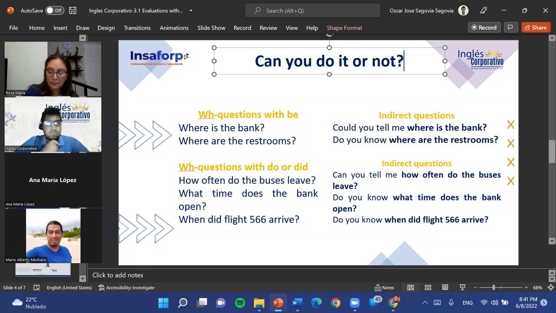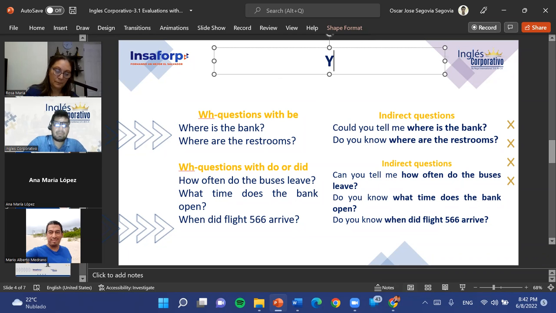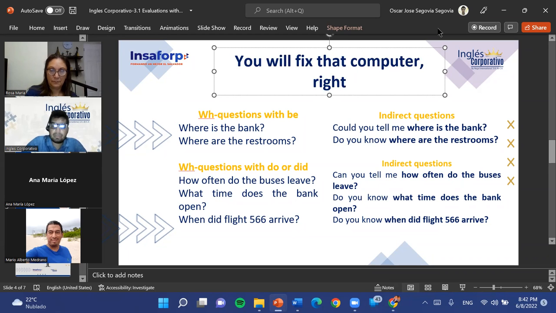Ahora, otra de las formas en las cuales pueden hacerlo sería, por ejemplo, cuando colocan primero el sujeto. Y pues estamos hablando directamente con otra persona, entonces sería, digamos, el mismo ejemplo de antes, you will fix that computer. Y aquí, otra vez, el tag question, ¿sí? You will fix that computer, right? Vas a arreglar esa computadora, ¿verdad?